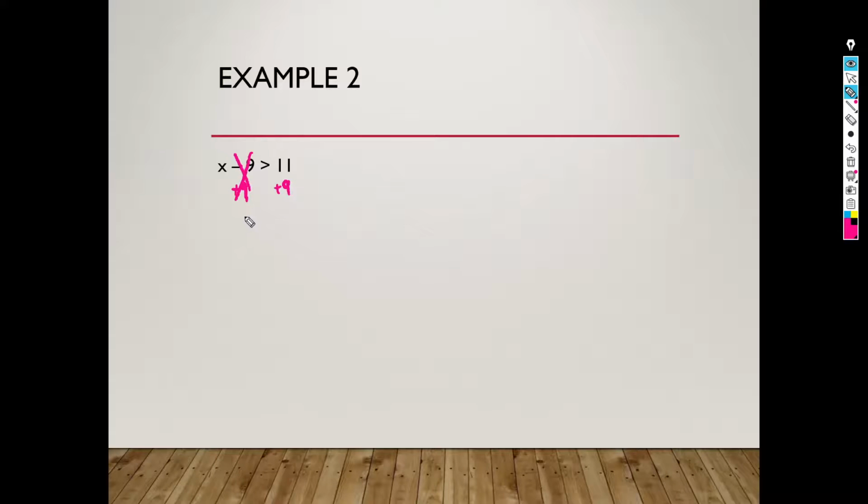A positive and a negative make 0. I'm left with x is greater than 20. Okay, so that means any value I put in here that's more than 20 is going to make this statement true. And we can see that.